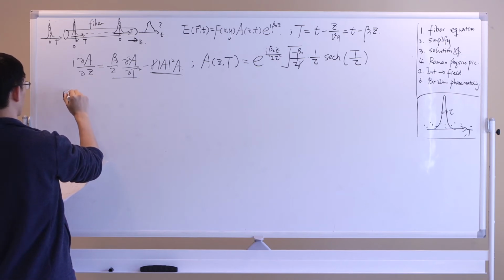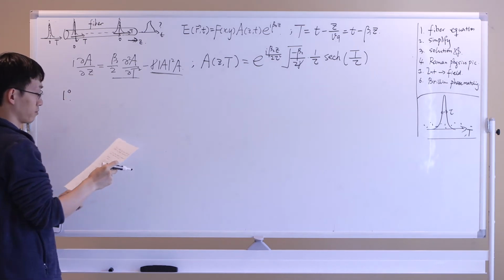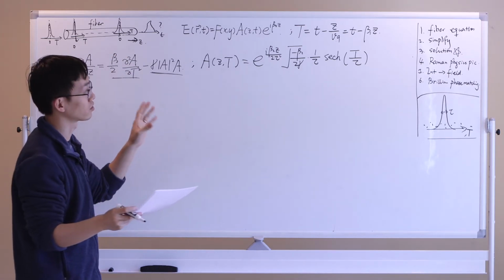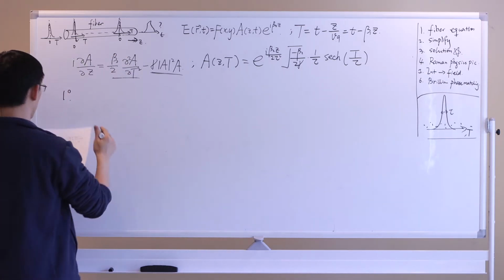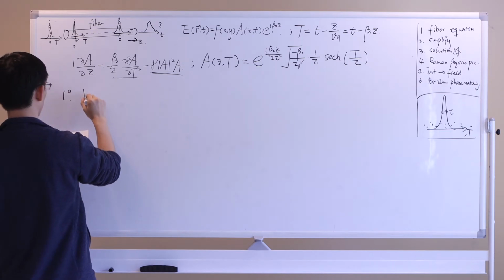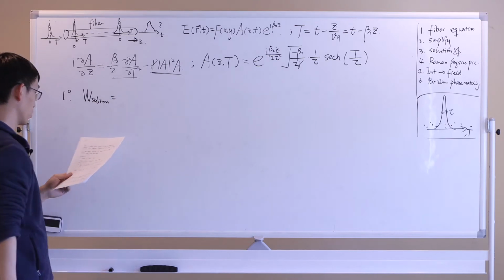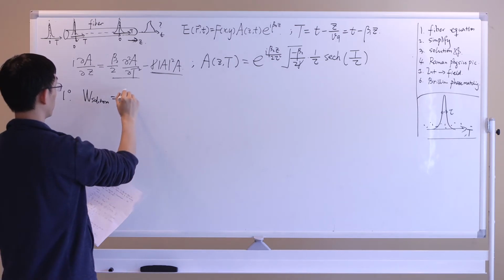Let's consider what the power is, because the loss is on the energy of the pulse, right? So let's consider what the energy of the soliton is. The energy of the soliton is that you should integrate.